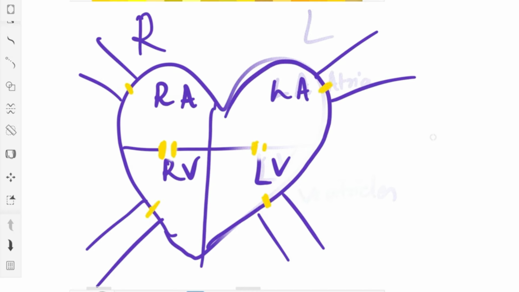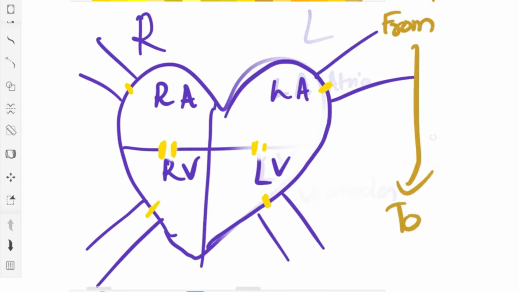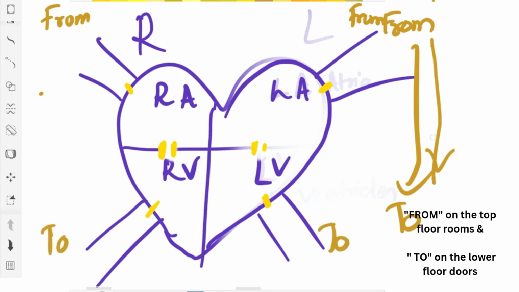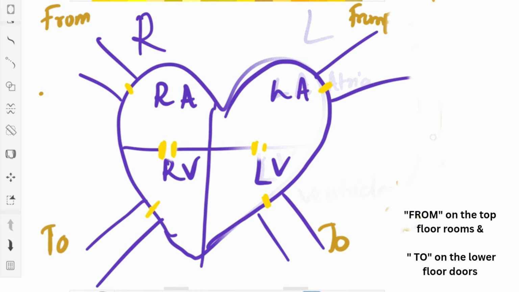Now we also need to remember that we're talking about something that is going from somewhere to somewhere. Okay. So we're talking about blood. It's coming from some place and it's going to some place. So it's like from top to bottom. You can imagine something is falling from top to the bottom. So you're going to write from on the top doors and to on the bottom doors. Okay, understood.